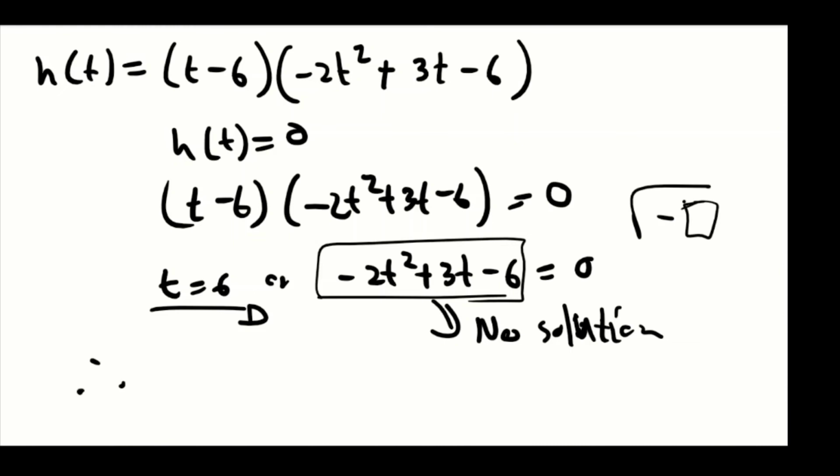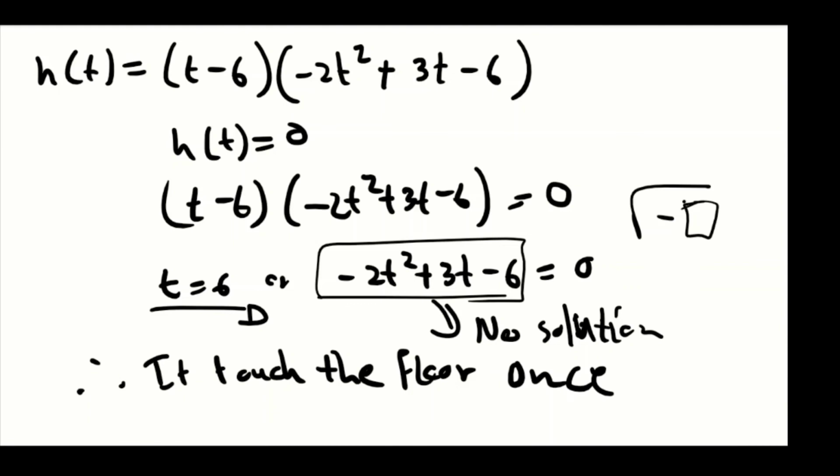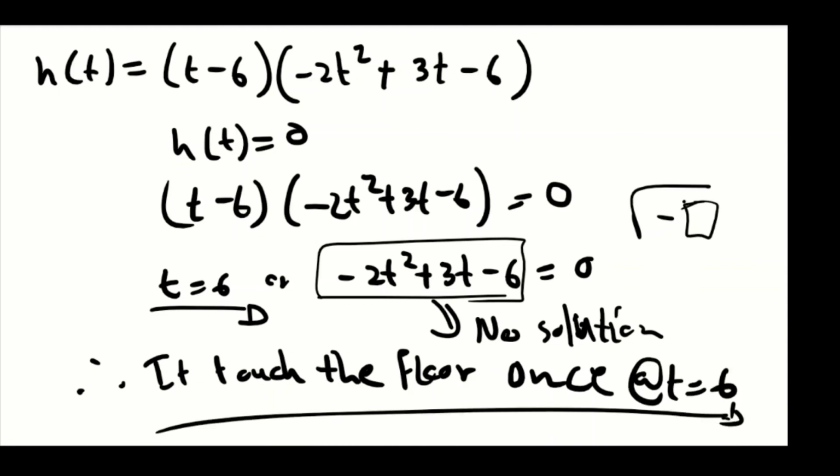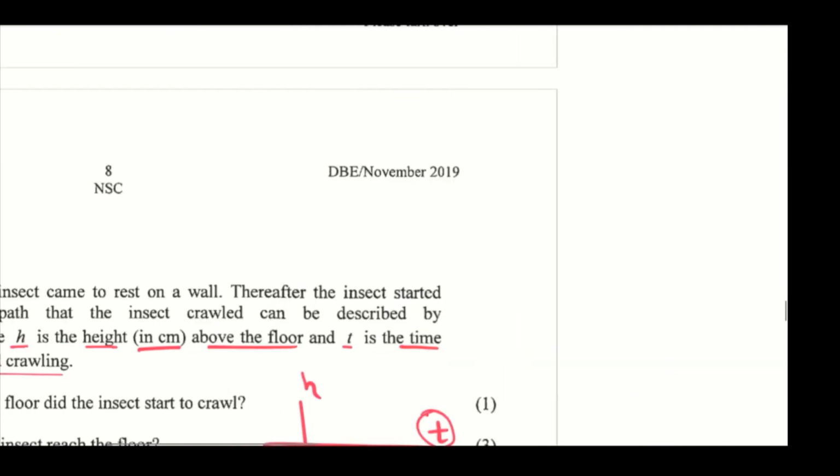So we can confirm, because they asked how many times it touches the floor. It touches the floor once, at t equals 6. So that is your answer, because if you just write the calculation here, you're only going to get 1 mark and you won't get full marks. You need to answer the question in calculation form, and also conclude in word form. So we are done with this question.